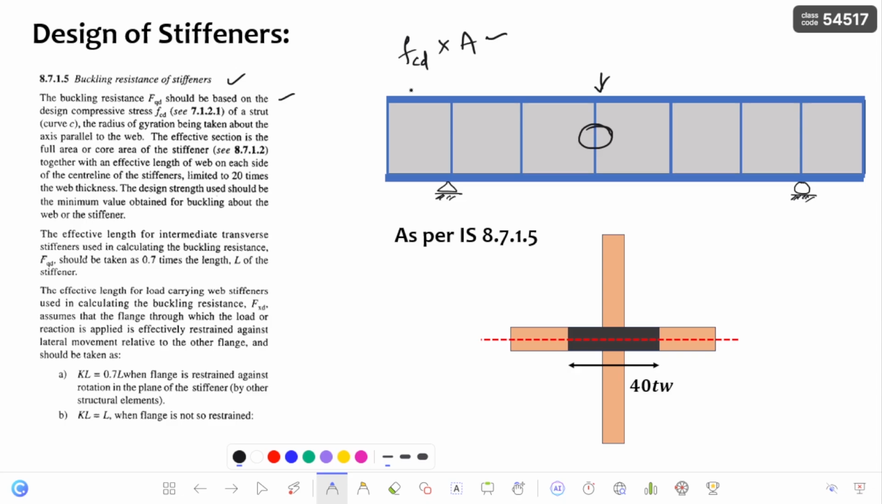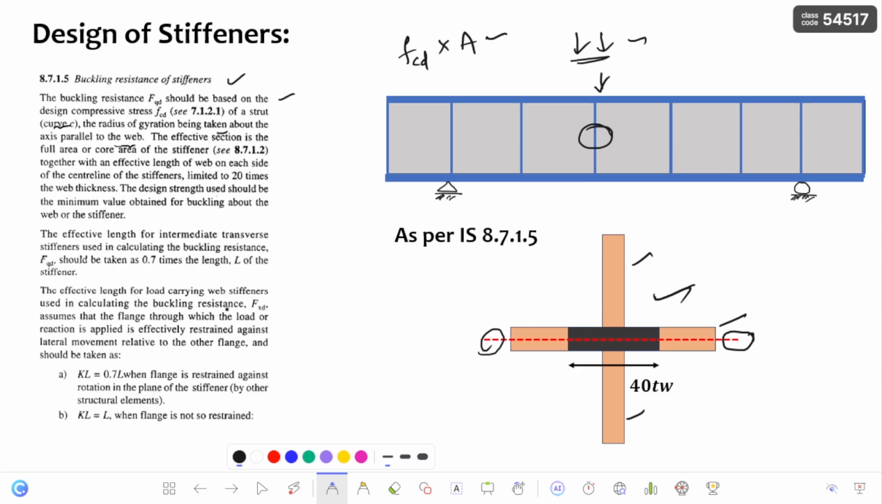Here also it is the same case; we are going to consider curve C because it is of rectangular shape. For that rectangular shape, in the table in IS 800, it is specified as curve C, and also the radius of gyration is taken about the axis parallel to the web. If you look from the top view of this plate girder, you can observe this cross section. This is the web running, and these are the stiffeners which are placed beside the web, and this is the axis which is parallel to the web. They are specifying the axis parallel to the web, which I have shown clearly from the top view of the plate girder.